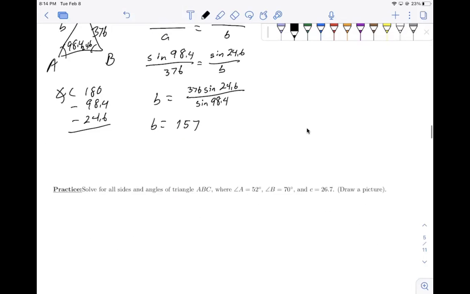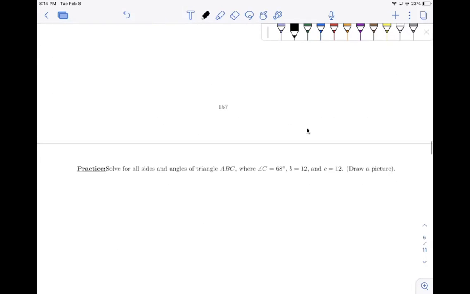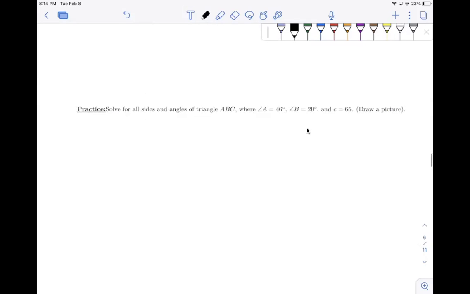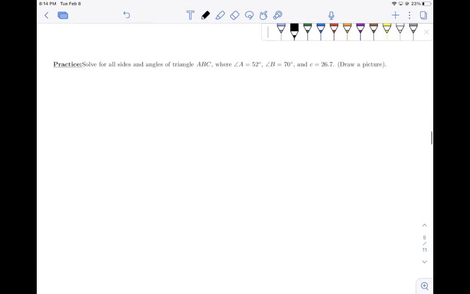So I think I'm going to stop it here for this lesson. I'll see you for tomorrow's lesson where we'll talk about the area of a triangle a little bit more. And that pretty much wraps up this unit.